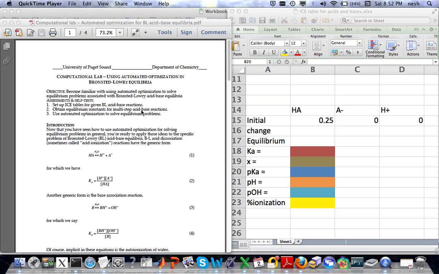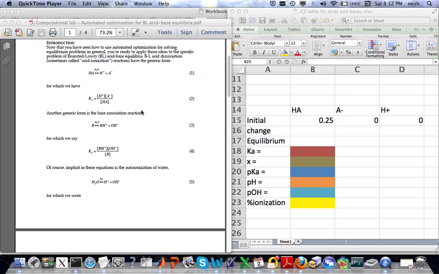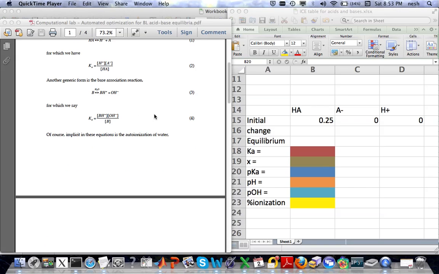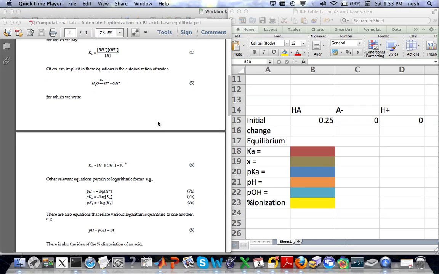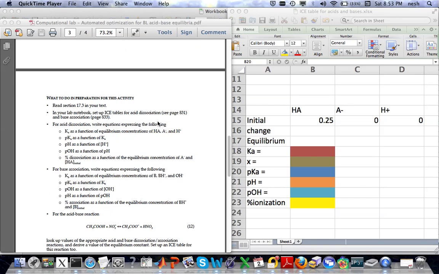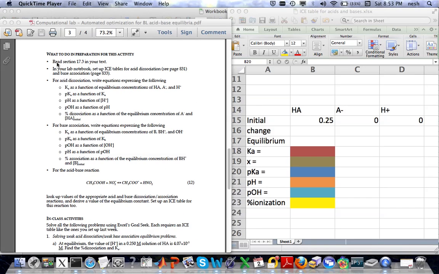Bronsted-Lowry equilibria. The sort of problem that we'll be working with is this one here, given by equation 1. An acid dissociates to produce H plus and A minus, and then there's various other equations that are relevant here that you'll want to be consulting before you come into class. And there is also quite an extensive what to do in preparation for this activity. So you'll want to spend some time doing the pre-lab for this.